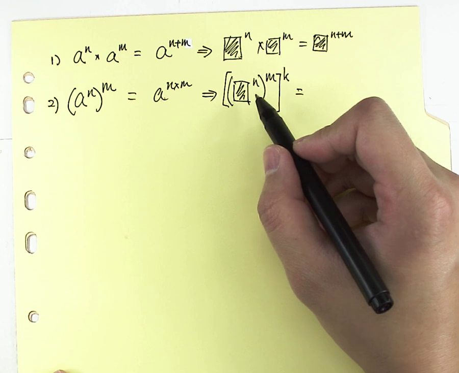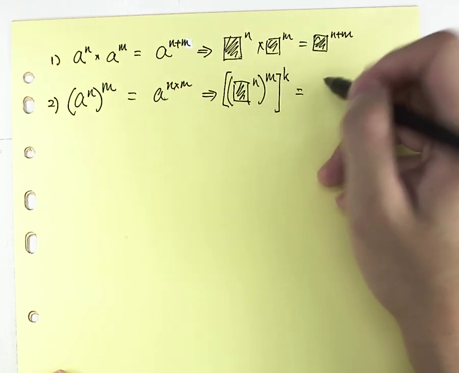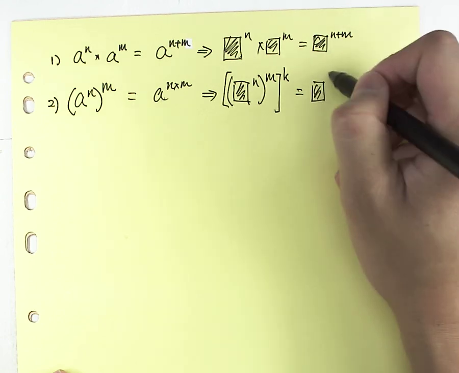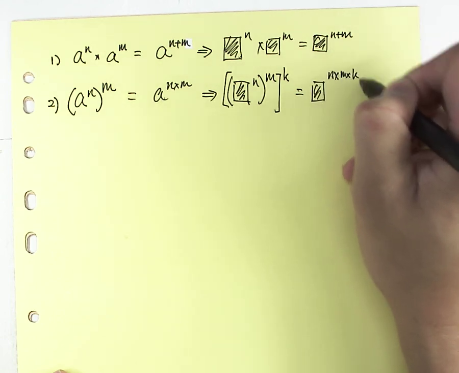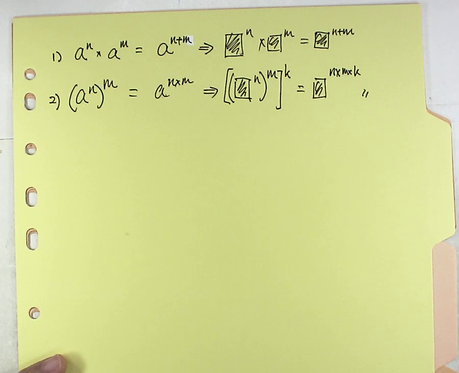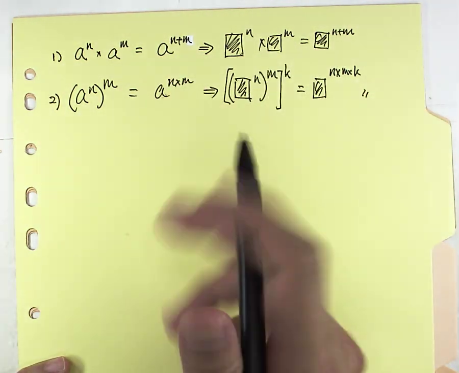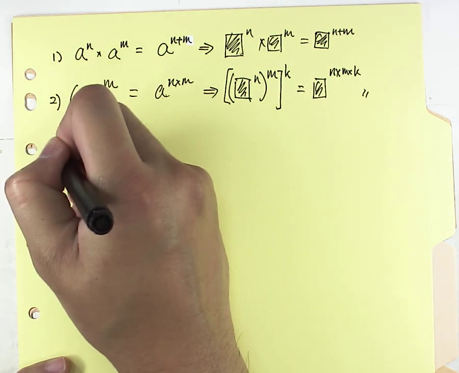Don't be afraid here. As long as it is power to the power to the power, copy the base, keep the power, and do the multiplication. So this is what we call a very simple one. Okay? Third one.